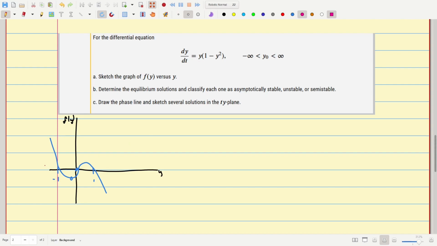The main points of this plot are that in this region, the solution should be increasing. In this region, the solution should be decreasing. In this region, the solution should be increasing. And in this, decreasing. Okay.